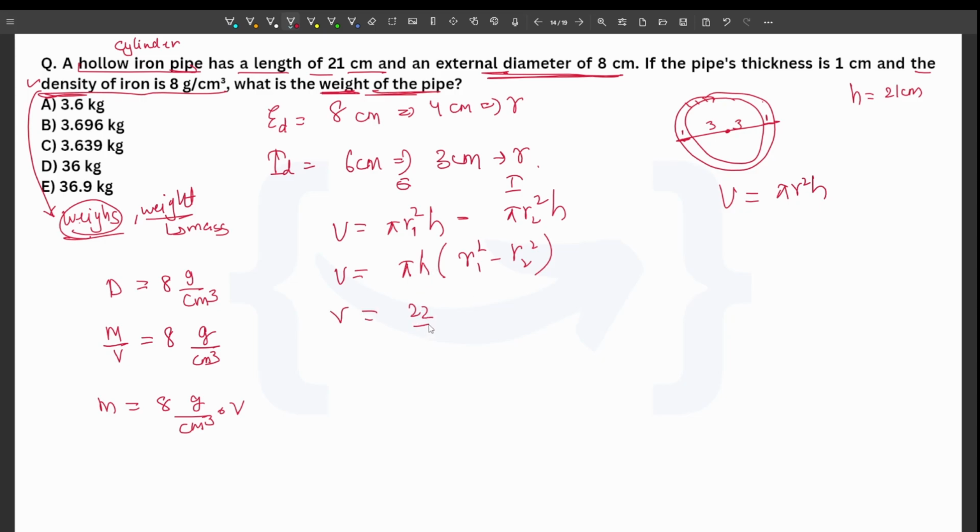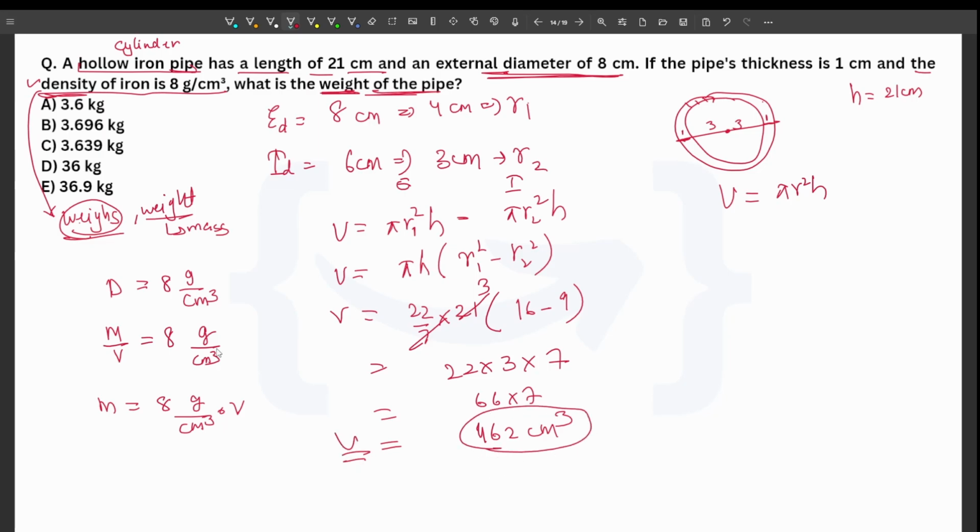So pi would be 22 by 7, into height, which is given as 21. R1 square is 16, minus R2 square, 9, isn't it? It will become 7. 16 minus 9, from 10, 9 gone, we have 1, so it would be 7. So 22 into 3 into 7, isn't it? So what will 66 into 7 be? It will be 462 centimeter cube. Everything is in centimeters, so it will be centimeter cube as volume. I got this. So I have my volume value, 462 centimeter cube.